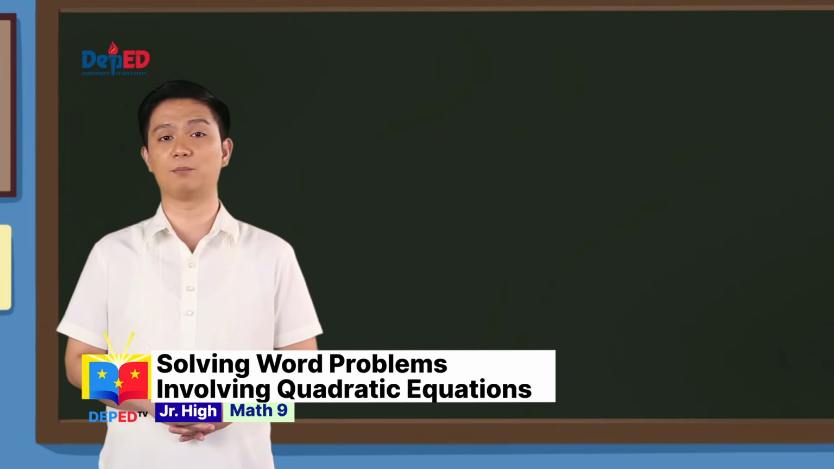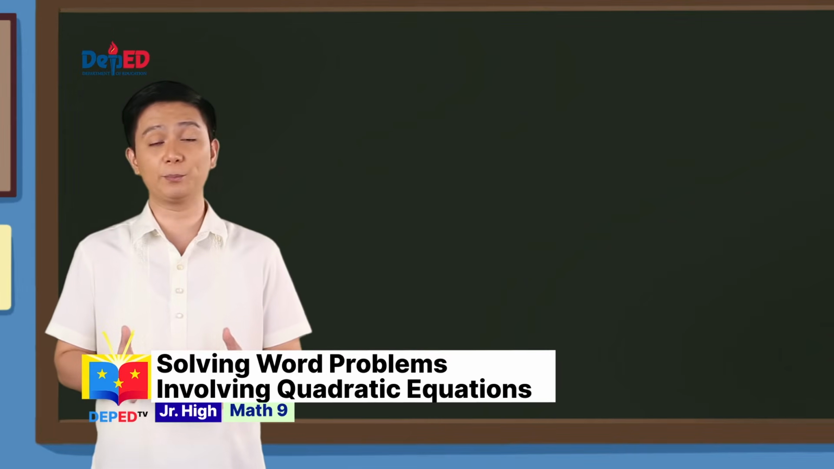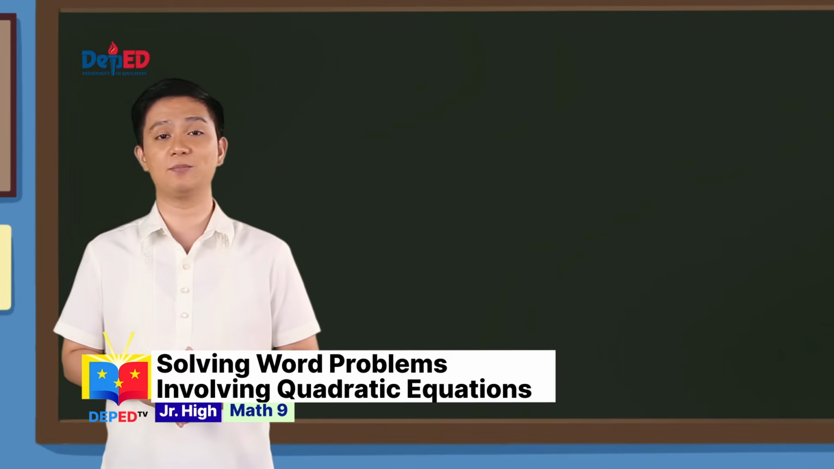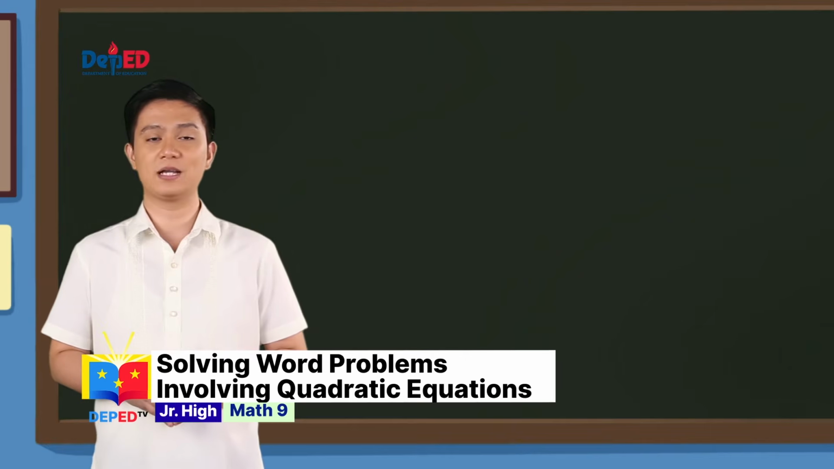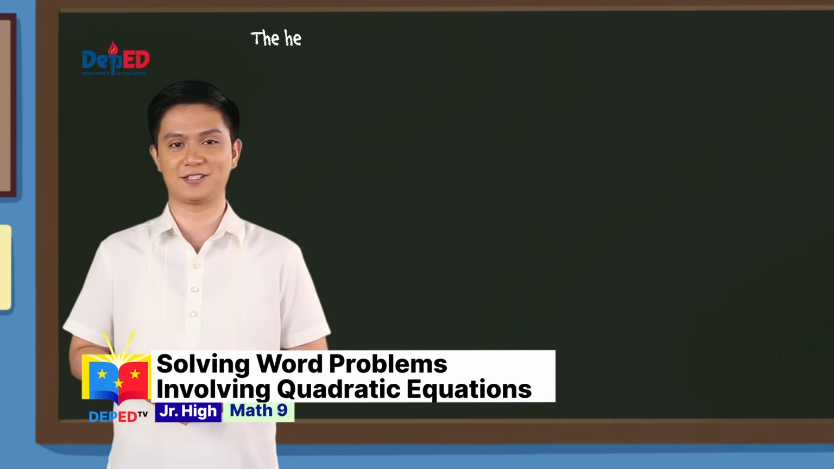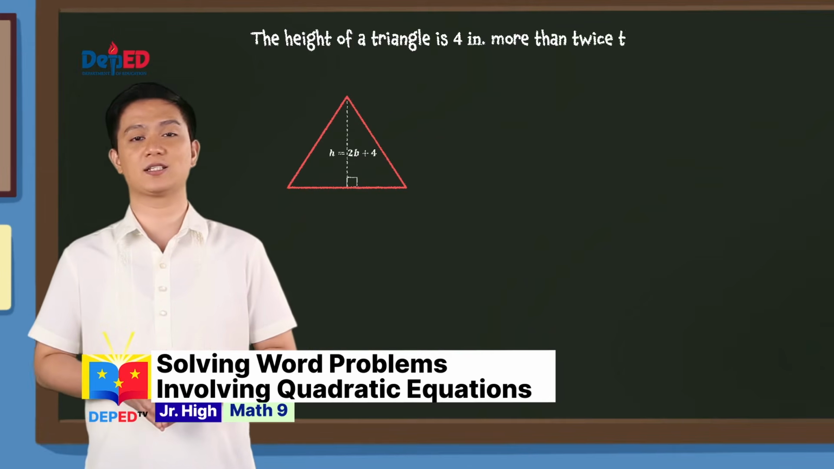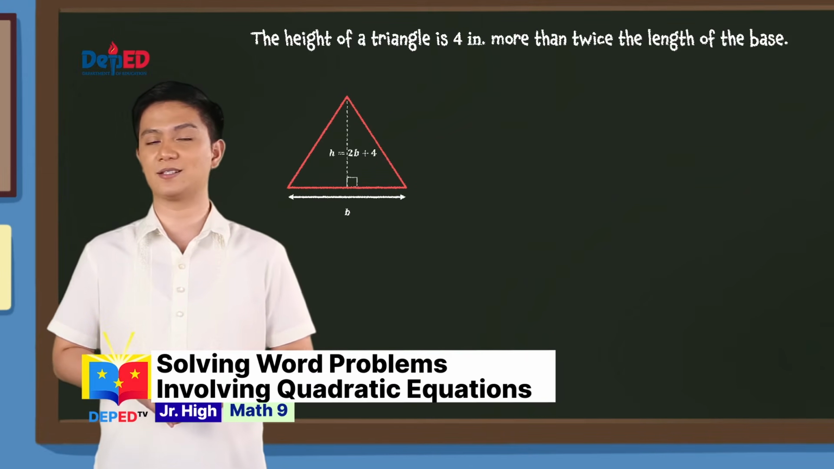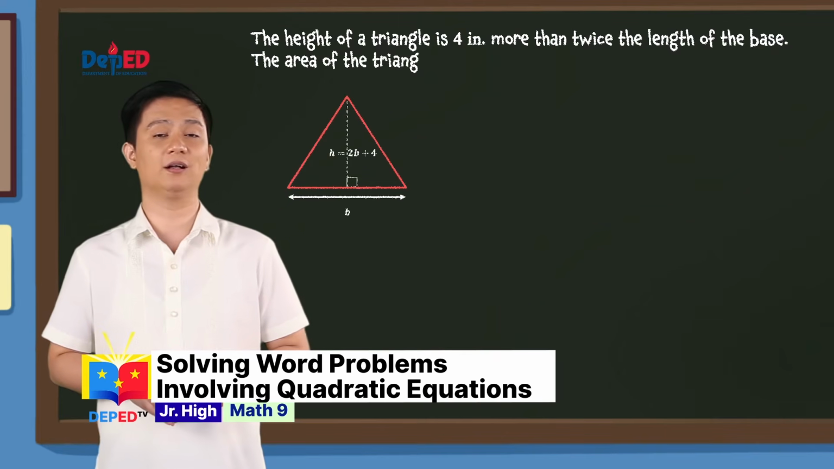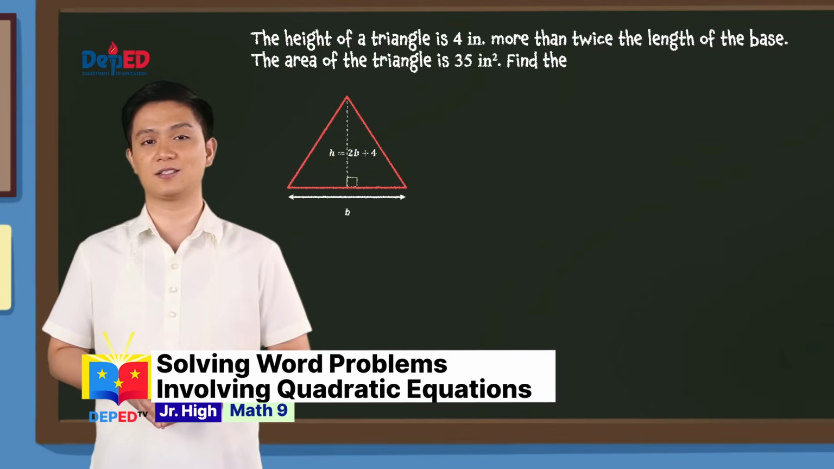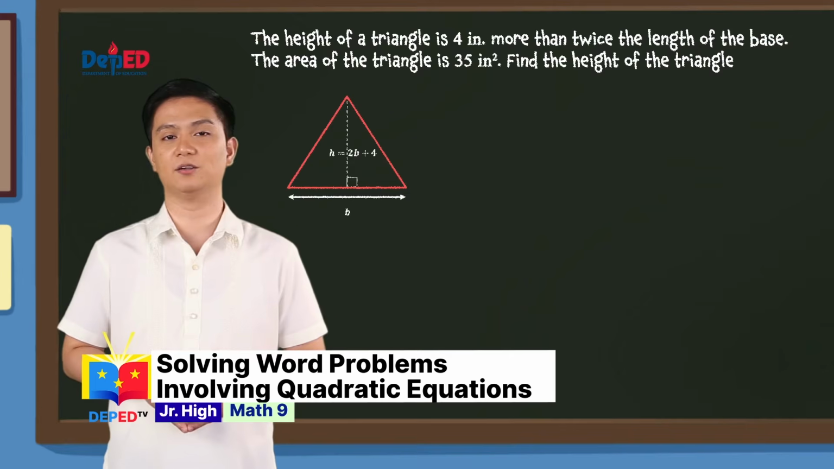Let's have more examples of situations or word problems that can be represented by quadratic equations. The first of which is this. The height of a triangle is 4 inches more than twice the length of the base. The area of the triangle is 35 square inches. Find the height of the triangle.